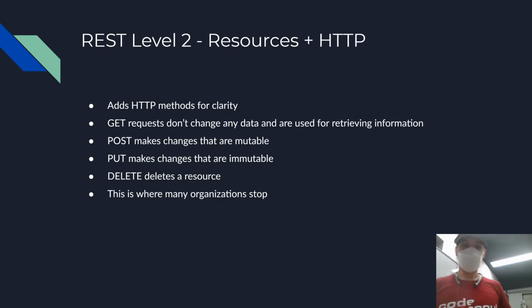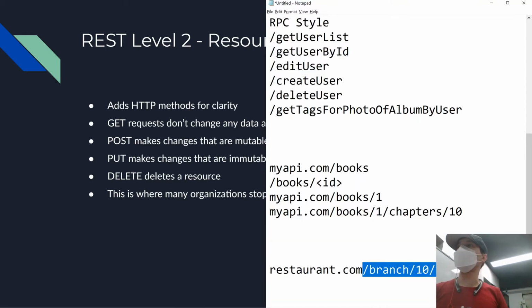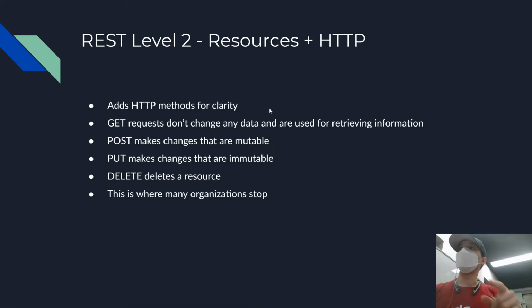Now, level 2 is when we start using HTTP to help us, right? Previously, we just had the web address to set up the resources and figure out which resource we're getting. But we can use the HTTP methods for clarity. Remember I told you earlier about the URL, the methods, the header, not to worry about that? We're going to worry about that now, okay?